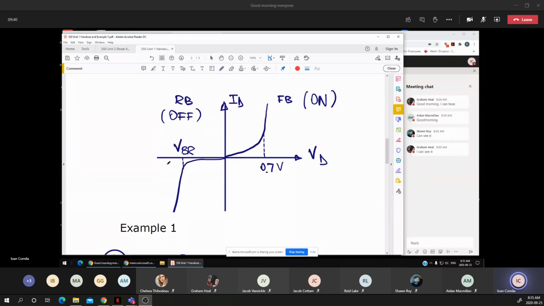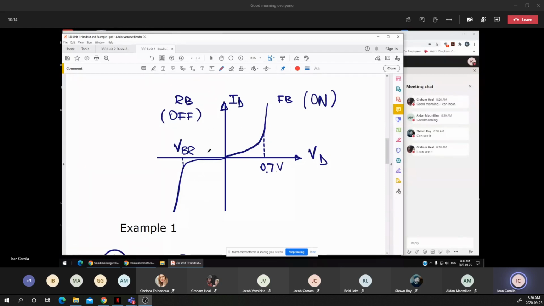Now putting the forward biased and the reverse biased together is the IV characteristic, or the VI characteristic. I said that the current is a function of the applied voltage across the diode, and most of the time I will refer to it as the IV, but some other textbooks refer to it as the VI characteristic. On the right side of the graph is the forward bias. On the left side of the graph is the reverse bias.